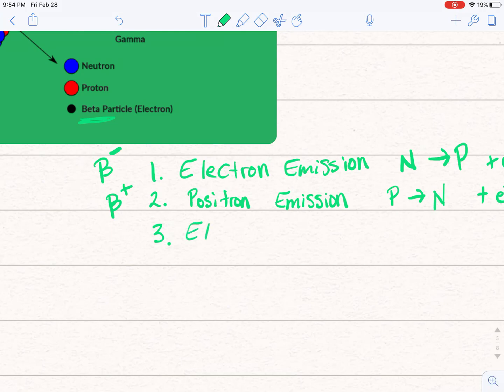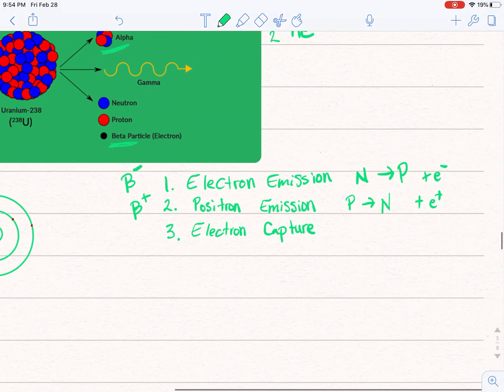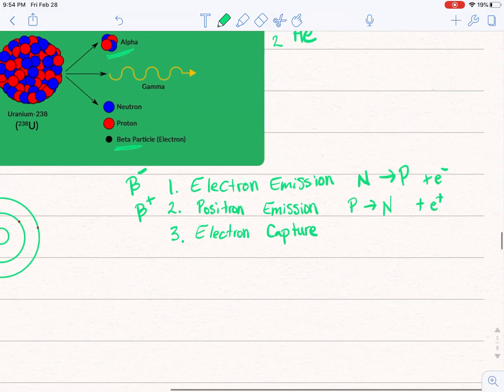The final type that the book goes over is electron capture. And again, fortunately, it's exactly what it sounds like. An electron just enters the nucleus and fuses with a proton and gets turned into a neutron.